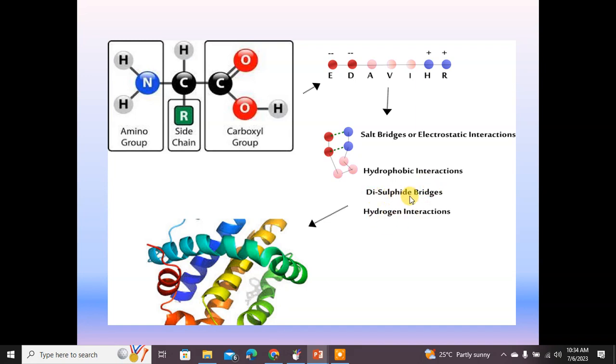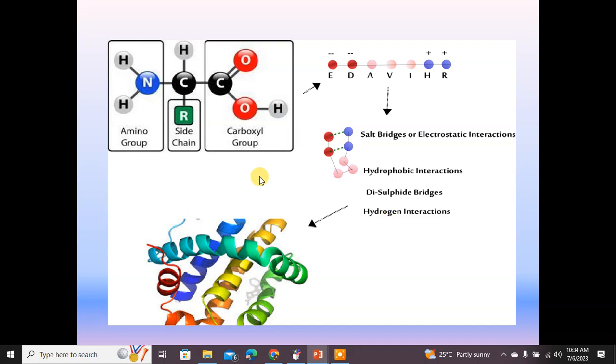And finally, if there are some sulfur groups contained in the amino acid, which we call cysteine, and if they are close enough to each other, they will form a dicysteine bridge or disulfide bridge. In that case, that will be the third factor. And finally, hydrogen interactions will also be formed.